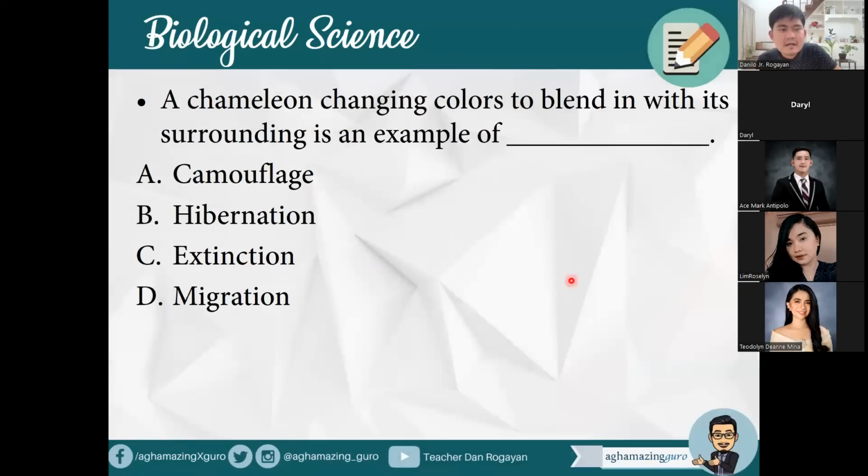Right? So next. A chameleon changing colors to blend in with its surroundings is an example of what? A, camouflage. B, hibernation. C, extinction. D, migration. Yes, this is part of their adaptation. Remember, one of the characteristics of life is adaptation, fitting in that particular environment. We call it camouflage, changing colors to blend in with the environment.